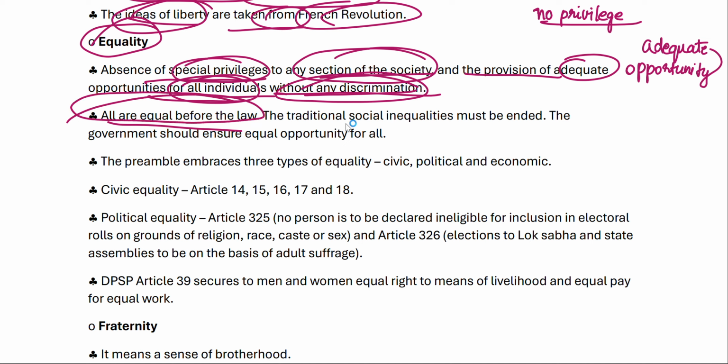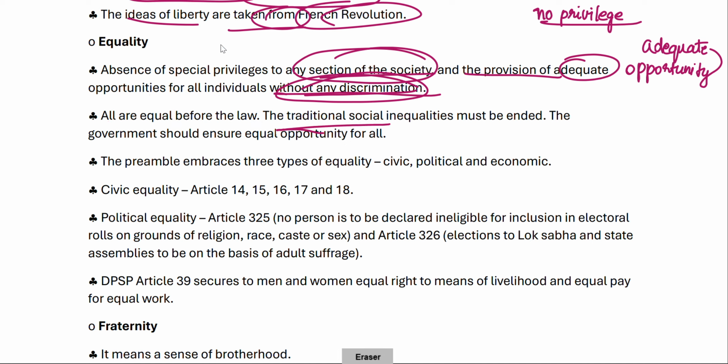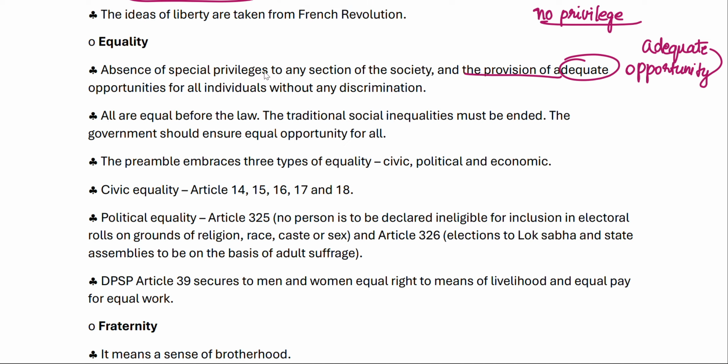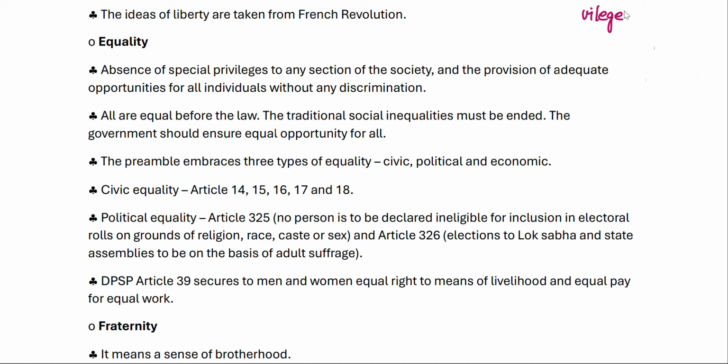All are equal before the law. Equality is equality before the law and equal protection of the law. We have to explain all the concepts here. There is no privilege. So what is equality? Equality is the absence of privileges.